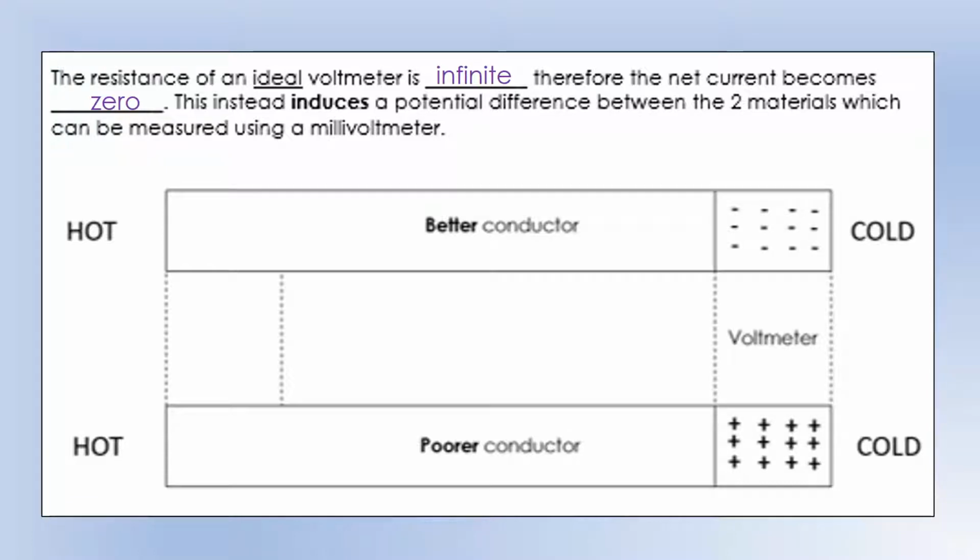So the better conductor, the electrons are going to diffuse from hot to cold and leave that on the negative side. And then that's going to leave a strong positive charge on the left-hand side of the better conductor, which electrons from the poorer conductor will fill in that gap, leaving a positive charge on the other side. So this is what it looks like in terms of charge.